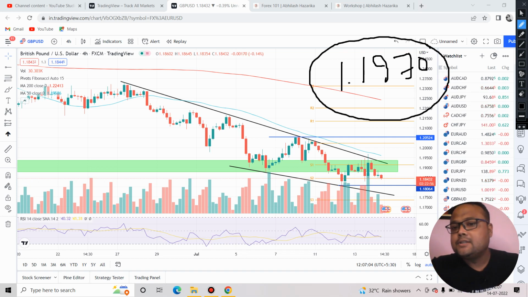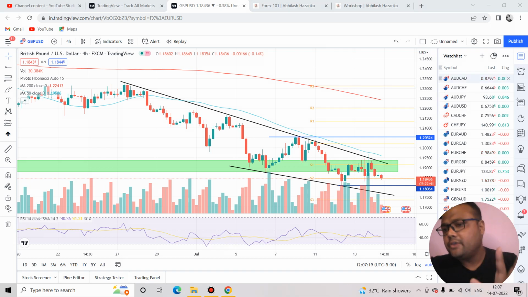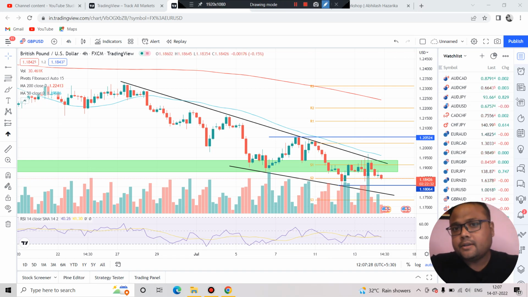Till then, as long as the market is trading between this range, I'll just suggest you to avoid GBP USD, especially if you're a beginner, new to the market, and you have very little capital. This is not the ideal position to take any position on GBP USD. After all, as a trader, you must also understand when not to trade in the market. Okay, so this is the trading opportunity if the market goes up.